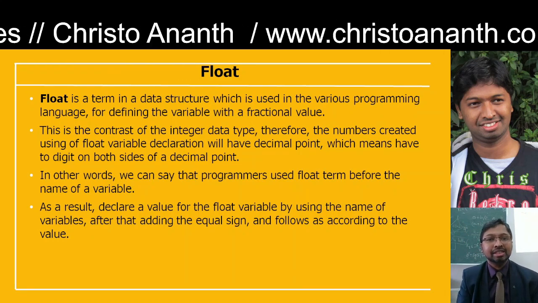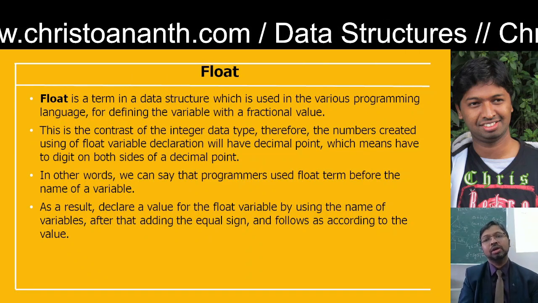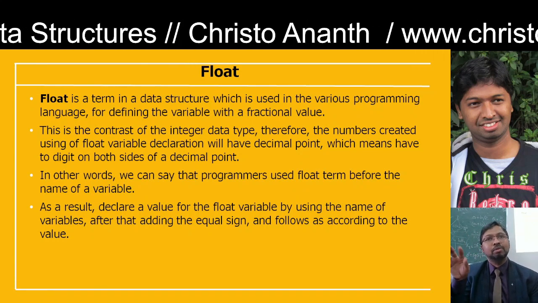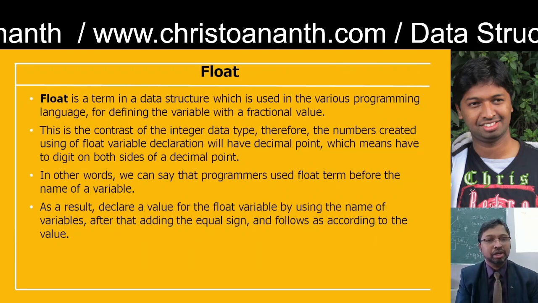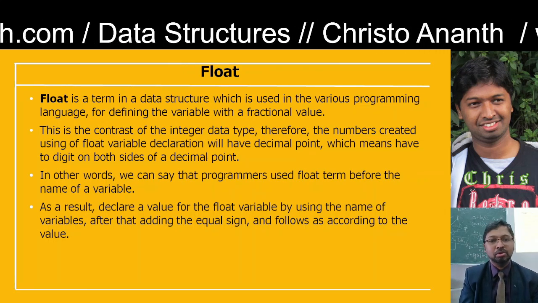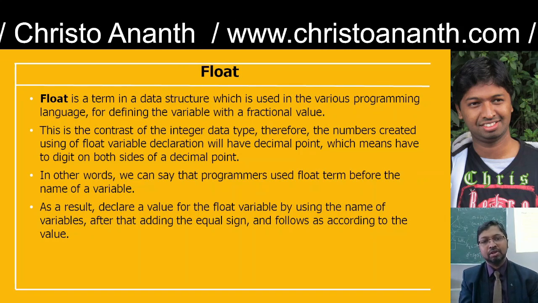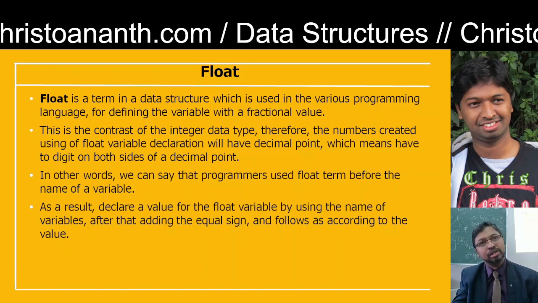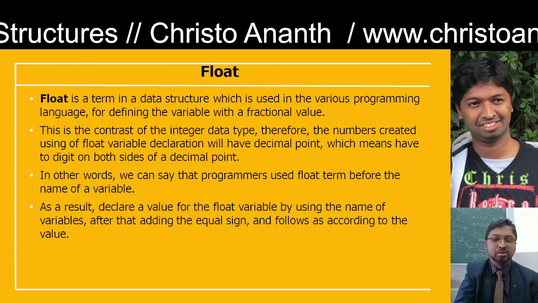It is in contrast to the integer data type. Numbers created using float have a decimal point, which means you have digits on both sides of the decimal point, like 25.25. If you have to represent that, you need float. Programmers use the float term before the name of the variable, then add the equal to sign and a value. For example, x is equal to 0.25.